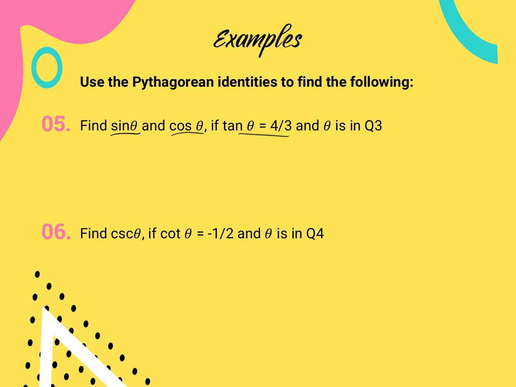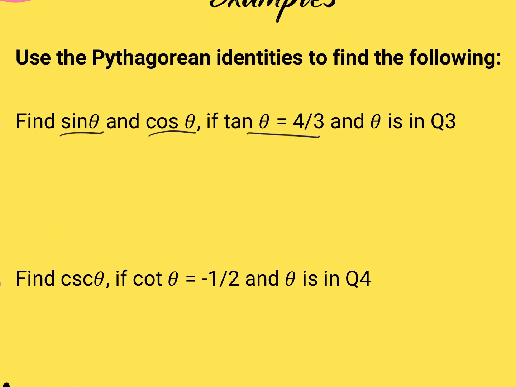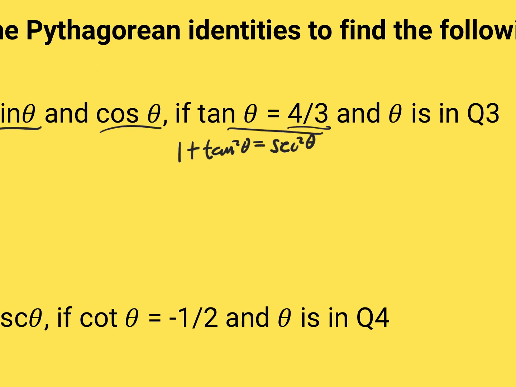All right, so the first thing you want to do is check your Pythagorean identities to see if anything has a tangent in it. And we do have one. It's 1 plus tangent squared equals secant squared. Now, what I would do with this information is plug in 4/3, and I'm going to get 1 plus 4/3 squared equals secant squared theta. And so I'm just going to solve this for secant.